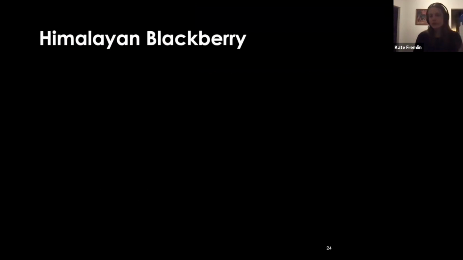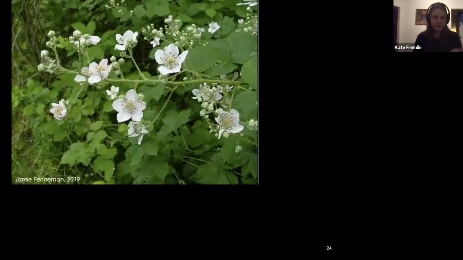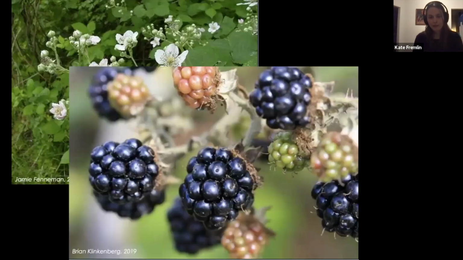And I mentioned we also collected a berry or a plant representative that these birds might be eating. So we focused on Himalayan blackberry because it's so prevalent across Metro Vancouver, very easy to find at all the different nest sites. And we would collect these ripe berries for analysis.